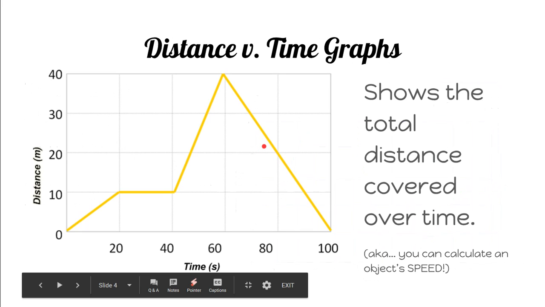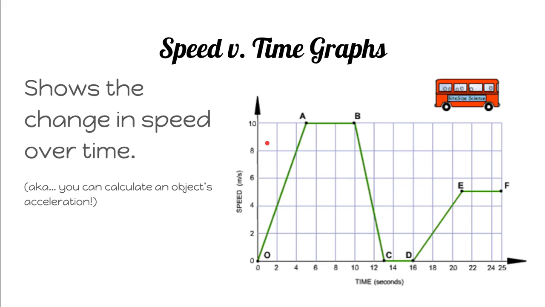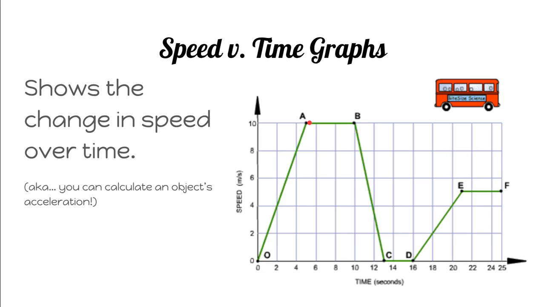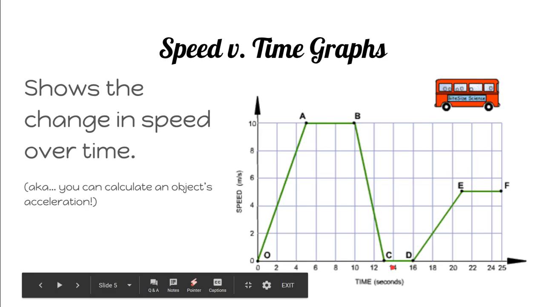So a distance time graph shows you speed, a speed time graph shows you acceleration, and just like with distance time, you can calculate acceleration from a speed time graph as well. You can also just make observations, like for example here, from point A to B, I see that this object is increasing speed, so it's accelerating here, but from point B to C, it's not accelerating, it's staying at a constant speed, and then from C to D, it's actually going slower.